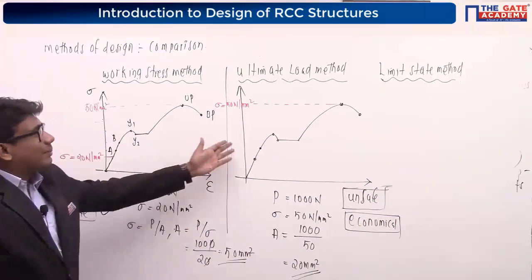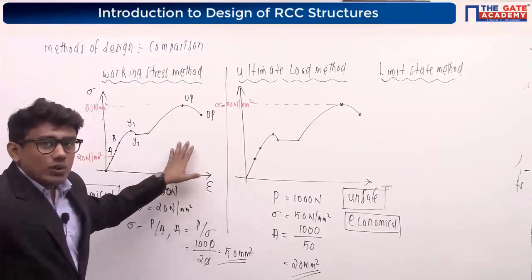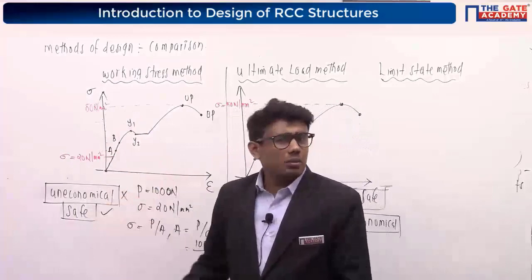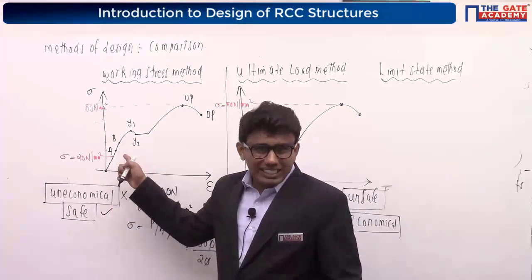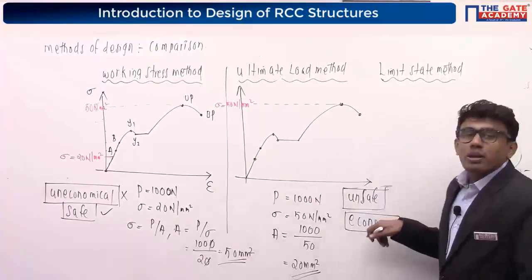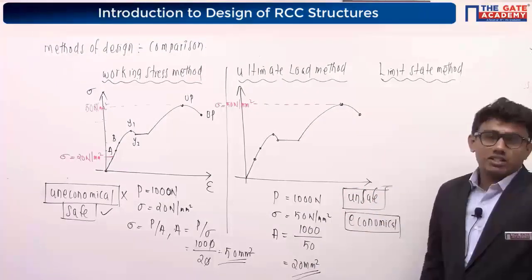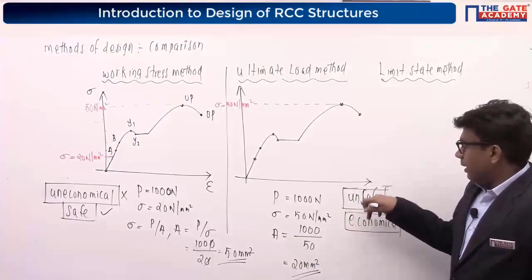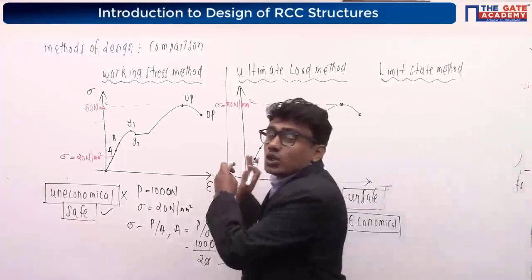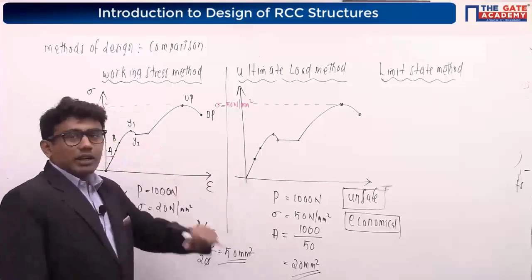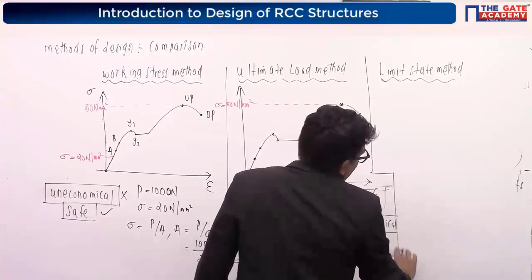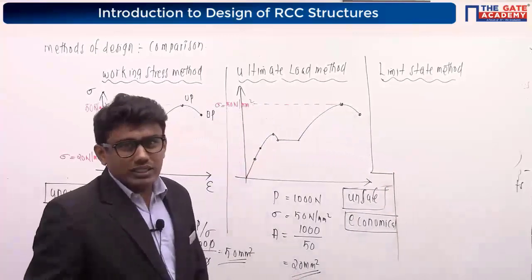So think about this. Why was the working stress method replaced by the ultimate load method? Because the material I was obtaining under the working stress method was uneconomical, but it was safe. Here safety was the criterion in the working stress method, and coming to our ultimate load method, economy was the criterion, but safety was compromised. Combining the advantages of these two methods, that is the working stress method and the ultimate load method, we have introduced our third method, the recently developed and most popularly used method of design, that is the limit state method of design.